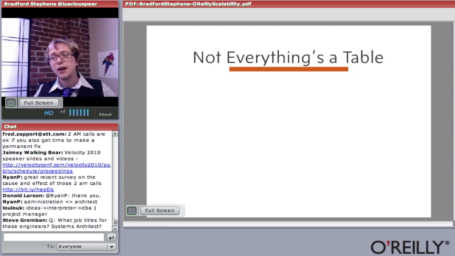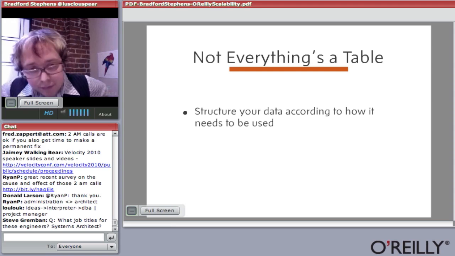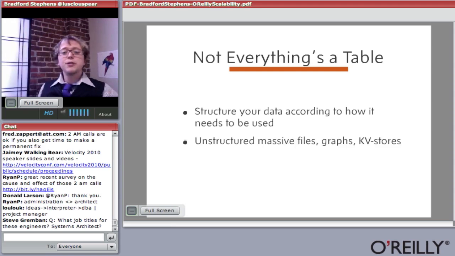And going along with our sort of NoSQL theme, or parts of the NoSQL theme, not everything is a table anymore. We could get away for 30 years with storing everything in relational databases or flat files because that's all you really needed. But you should really structure your data according to how it needs to be used. Are you accessing it in memory? Are you accessing data so you can figure out what other kinds of data to access?